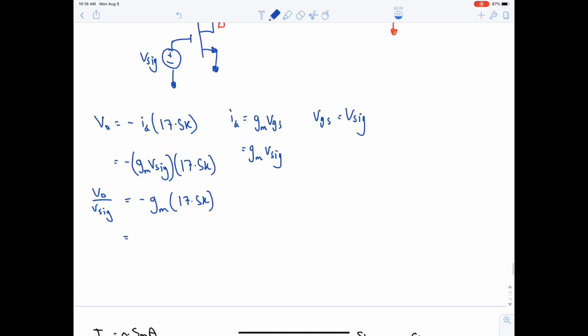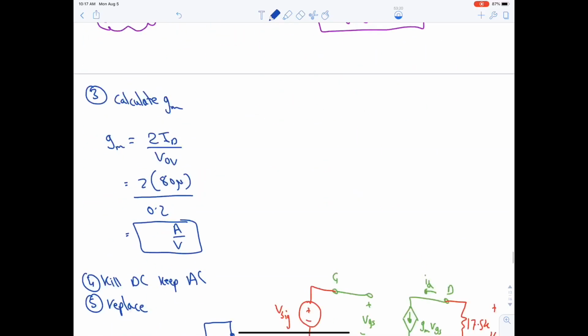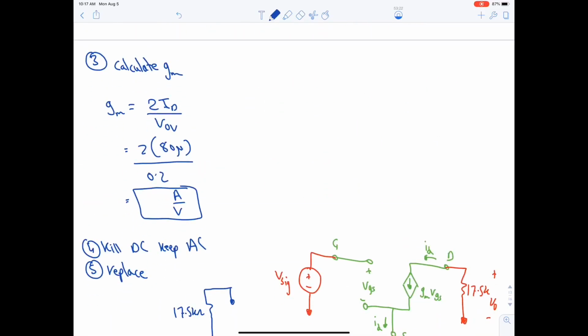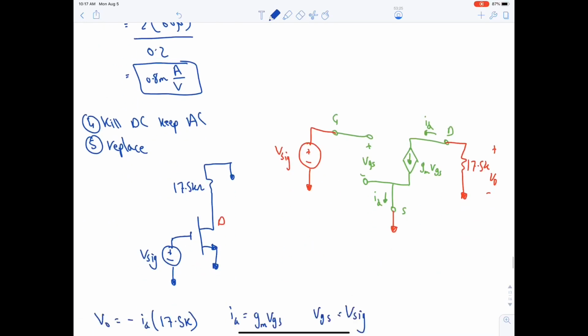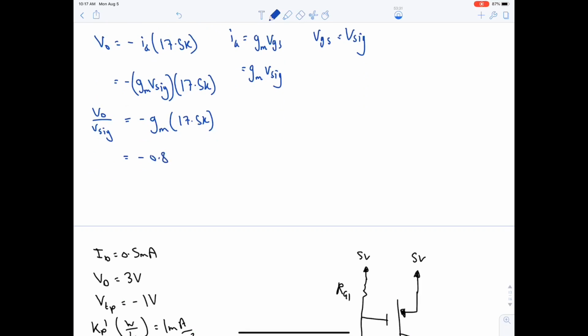gm is equal to 0.8. No, gm is 400 micro, right? 80 micro multiplied by 2, over 0.2. Actually it is 0.8. What happened here? VOV is 0.2, correct? Yes. So this is 0.8 milli. Okay. So here minus 0.8 milli multiplied by 17.5K, which is equal to minus 14 volt over volt. Okay. Now we have to draw the waveform.